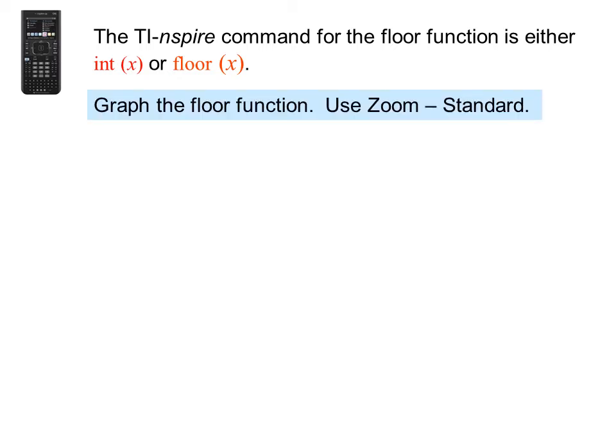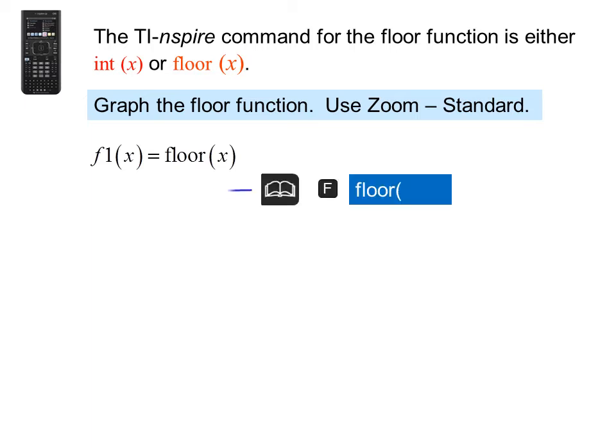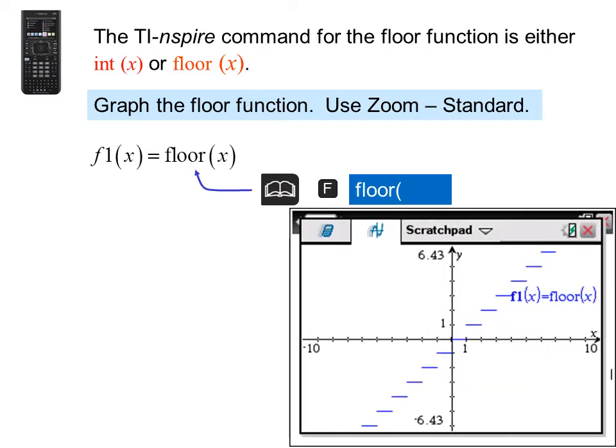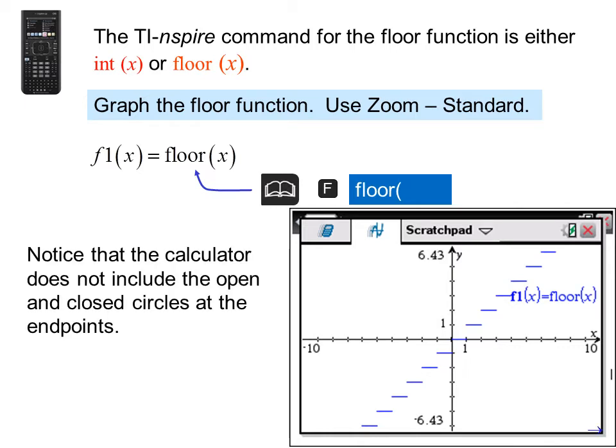Graph the floor function. Use zoom standard. We use f1(x) equals floor x. And you can find the floor command by pressing the catalog key and then F, and then selecting floor. And here's our graph. Notice that the calculator does not include the open and closed circles at the endpoints. It probably knows there should be open and closed circles, but it just does not have the resolution.